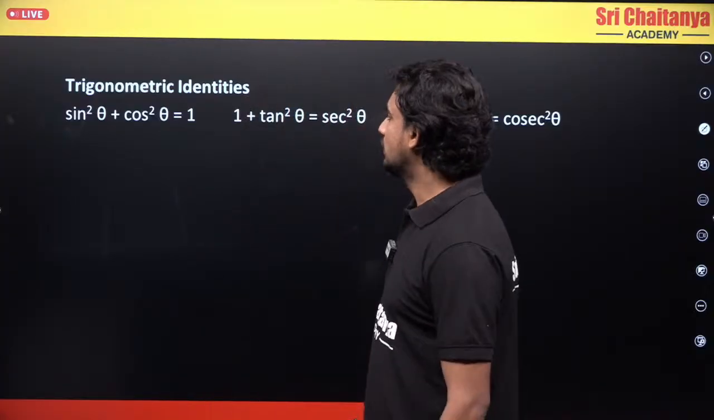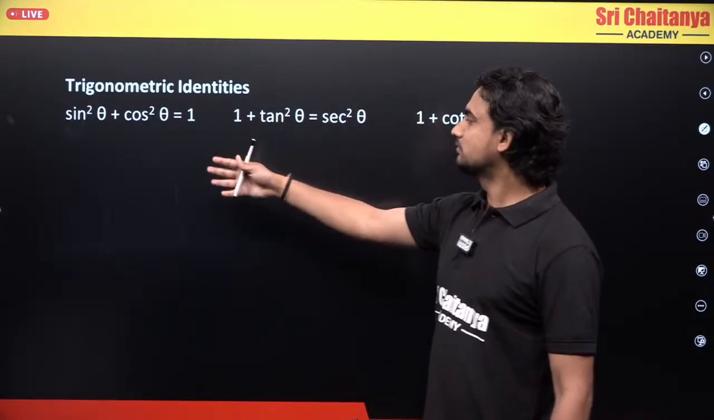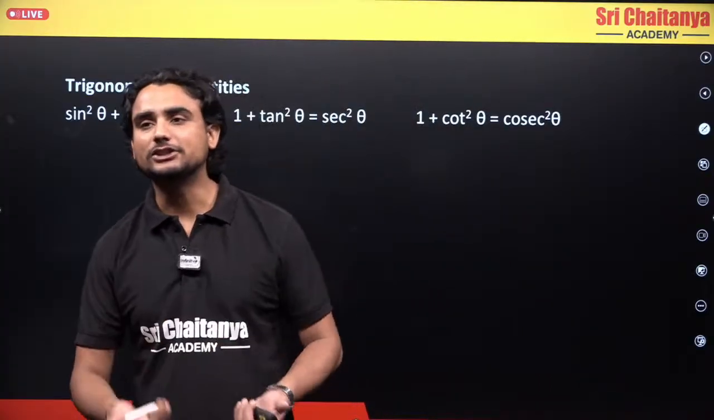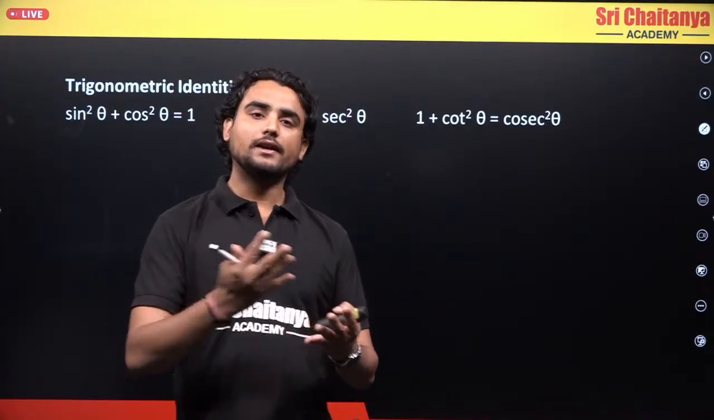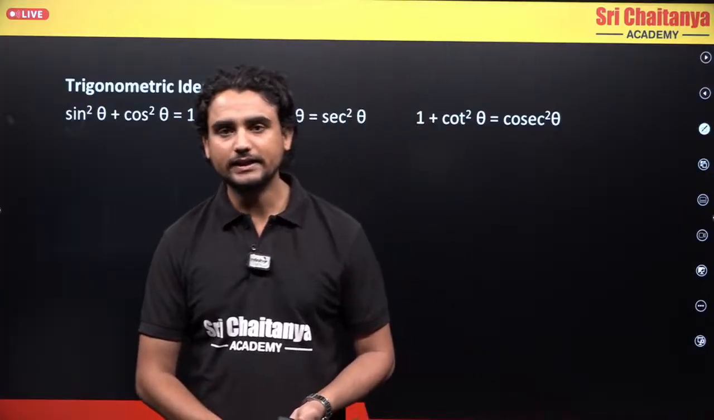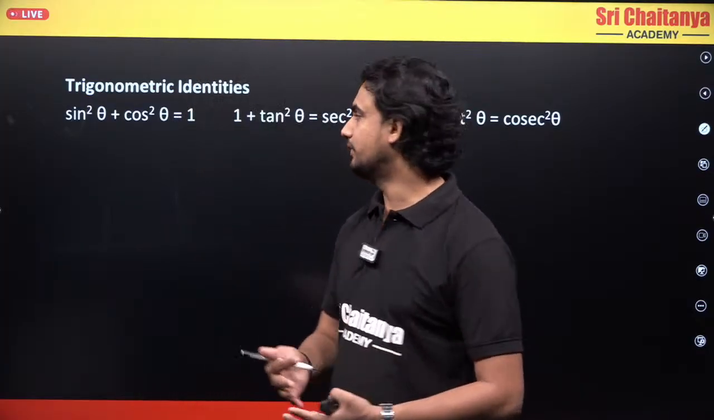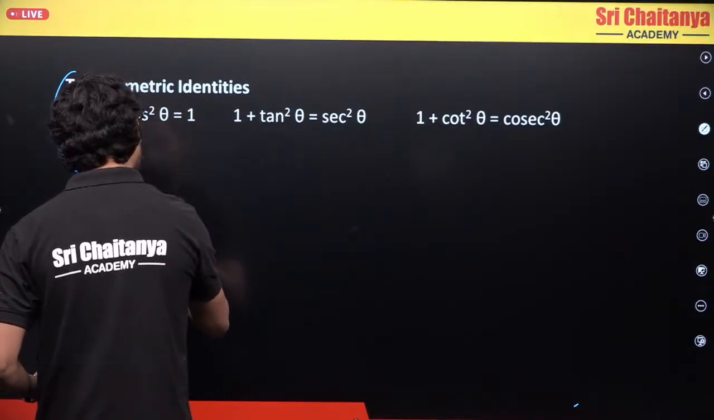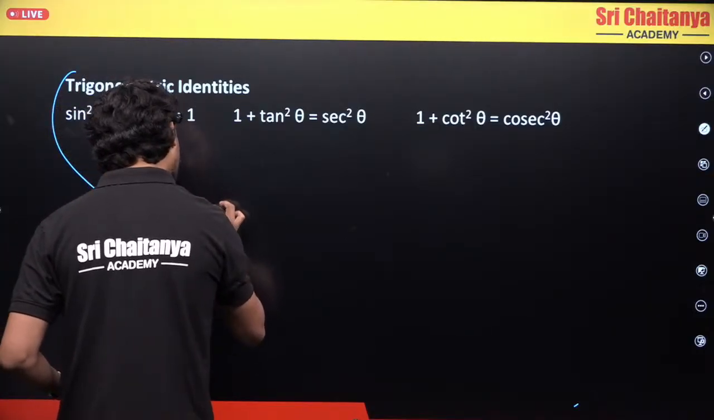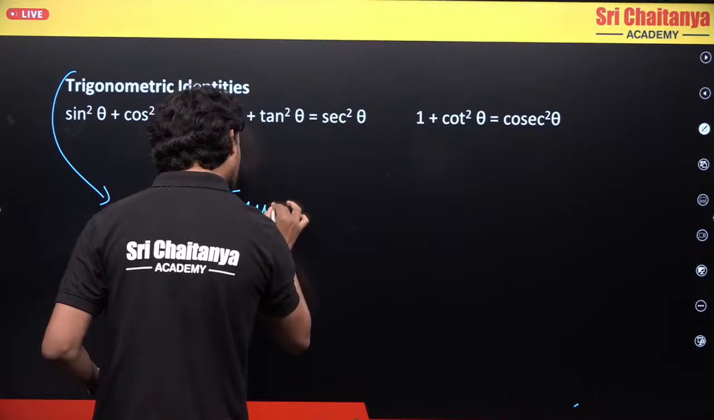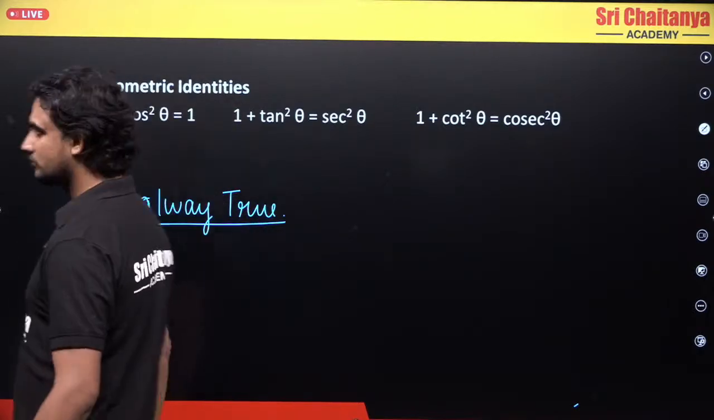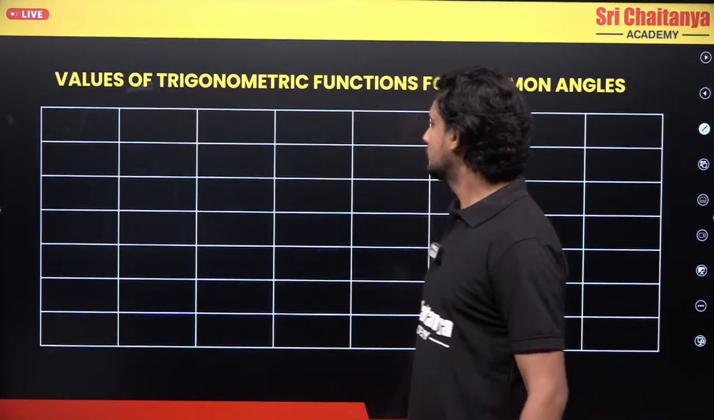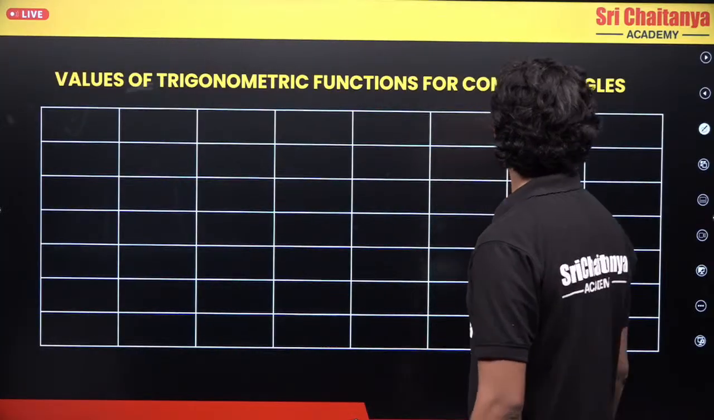Okay, so I have talked about what sine is, what cos is, what tan, what cosec, sec are, right? They are the trigonometric ratios, and we have three identities. Okay, what are identities? Identities are something which are always true. Clear? So now we will move forward. Now values of trigonometric functions for common angles.